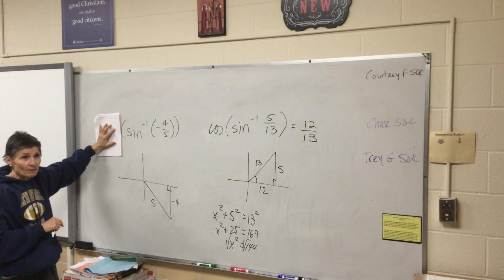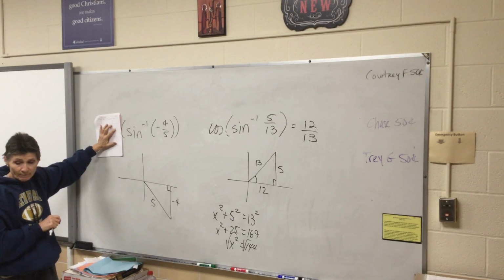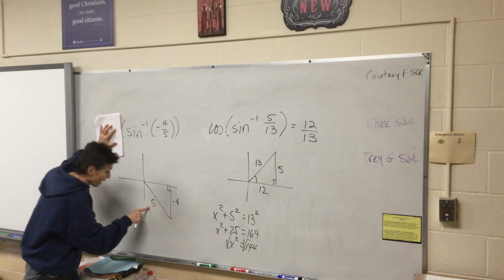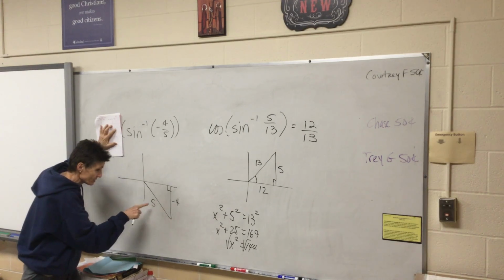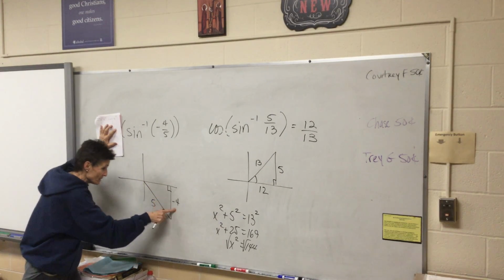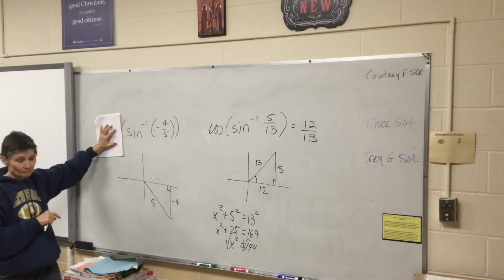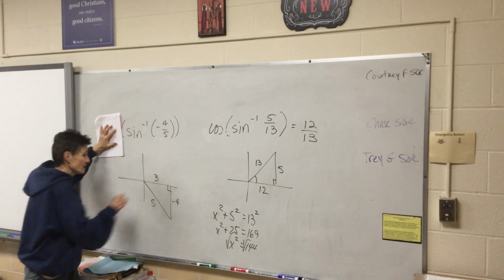Okay, go ahead and do your Pythagorean Theorem. A squared plus b squared equals c squared. Remembering that the 5 is the c, this is your c. So a squared plus b squared equals c squared. 3. Absolutely, it's 3.